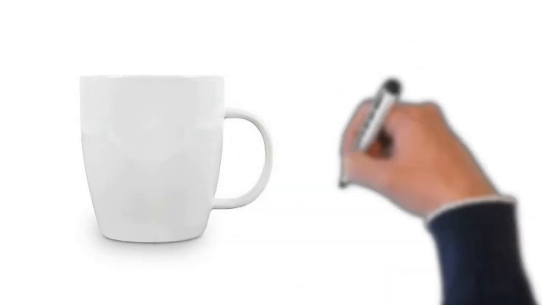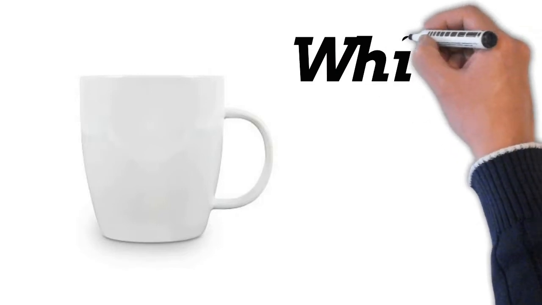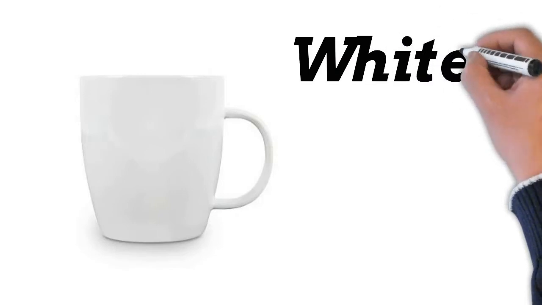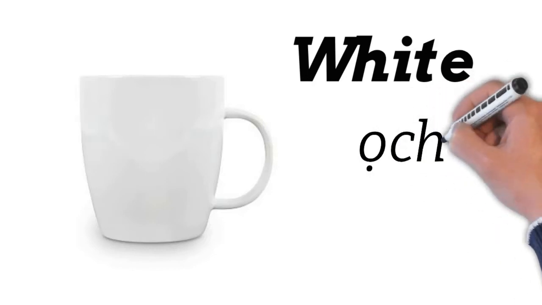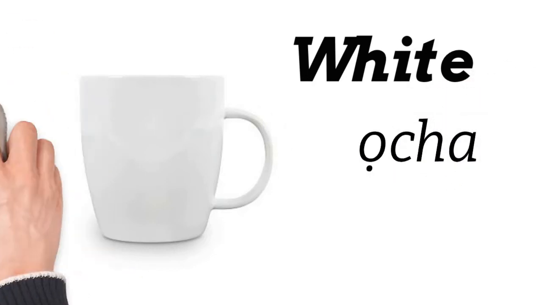White color. White color in Igbo is ocha. White, ocha. Iko a di ocha. This cup is white in color. Ocha means white.